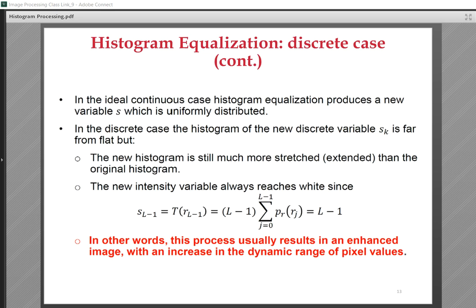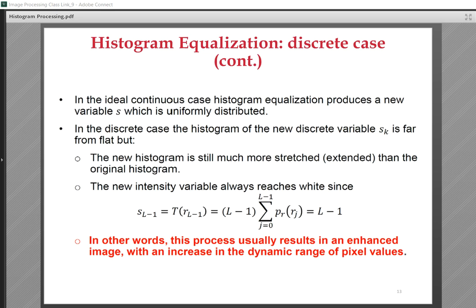For the continuous spatial domain, we got a completely flat histogram. In the discrete case, the histogram of the new discrete variable Sk is far from flat. In the continuous case, S was 1 over L minus 1, completely flat, a constant all over the range from 0 to L minus 1.